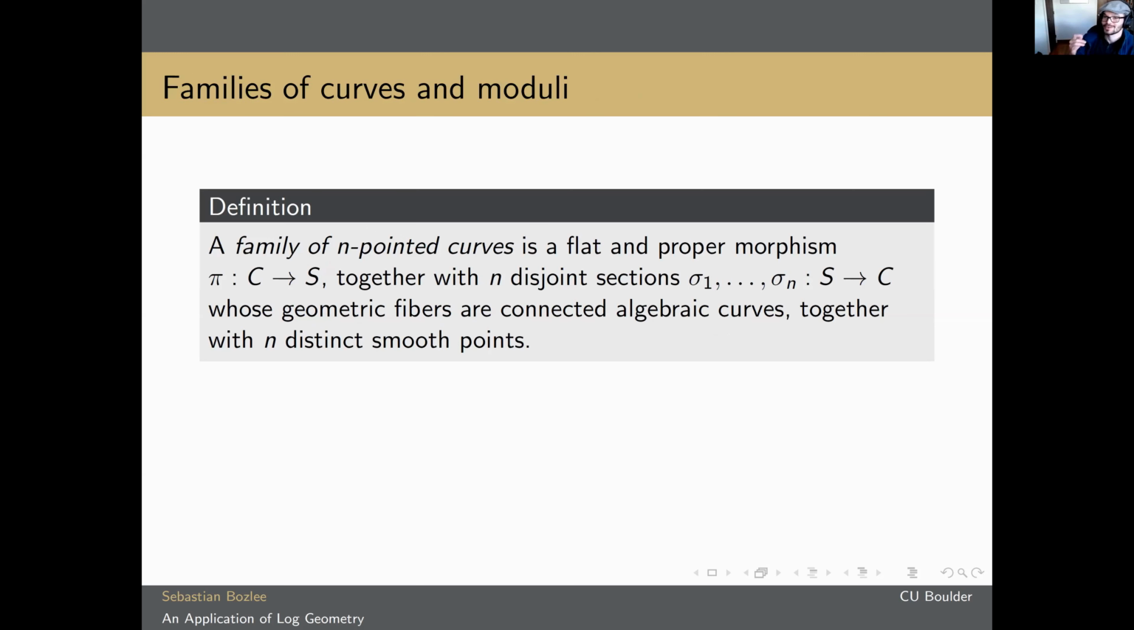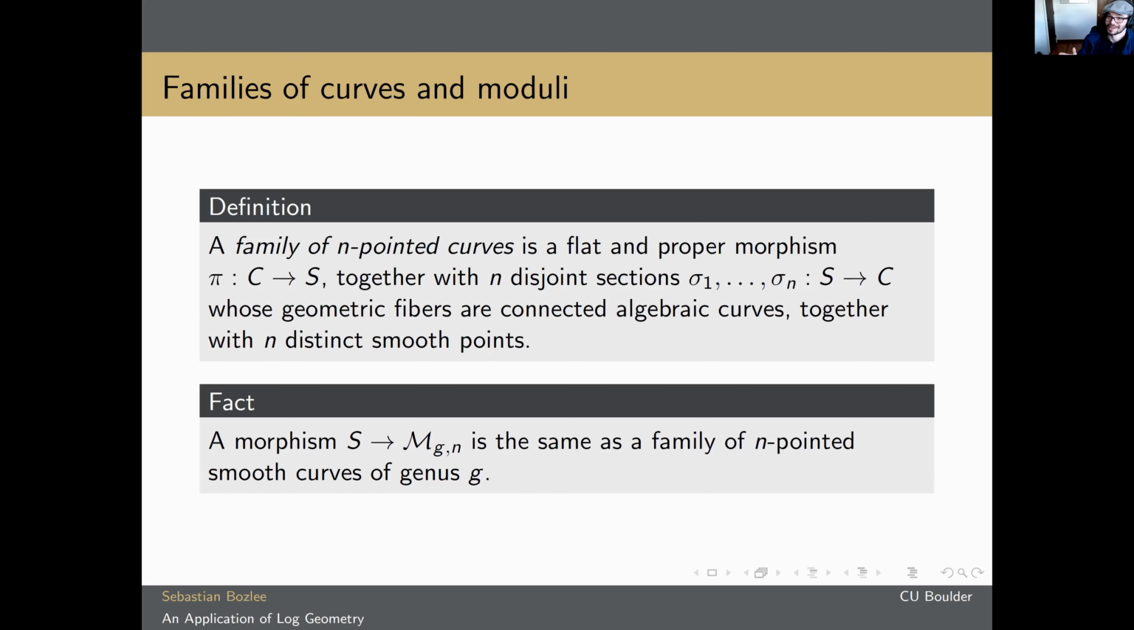So having added those marked points, we'd also like to talk about those in families. So a family of n-pointed curves will be sort of the same thing as before for a family of curves, but with a little bit more data. So we have a flat and proper morphism, same as before, pi from C to S. And then the way we're going to keep track of those points is we'll use some sections. So for every point in the base, we'll choose a point above it in the curve, and it should smoothly change as we change the point in the base. And then, to say that we have n points, we're going to ask that the geometric fibers are connected algebraic curves, and we're going to ask that those points that we're getting from the sections remain distinct. We're not overlapping.